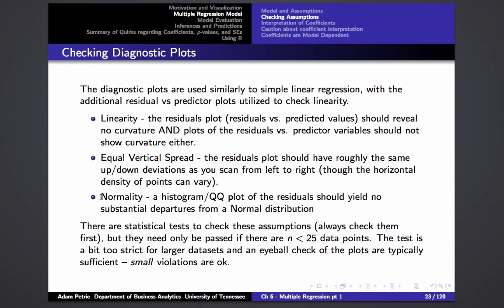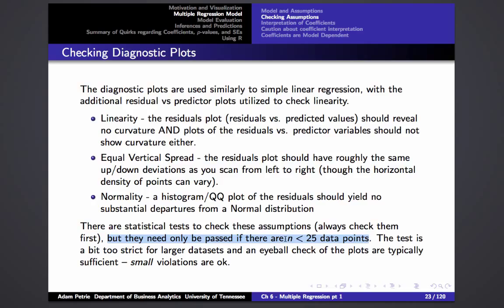And then finally, we check normality with the histogram and QQ plot. The distribution of the residuals should look approximately normal here. Just like with simple linear regression, there are statistical tests to check these assumptions, and we're always going to start out by checking them first, but they only need to be passed if there are fewer than about 25 data points. Remember, for larger samples, these tests are relatively strict.